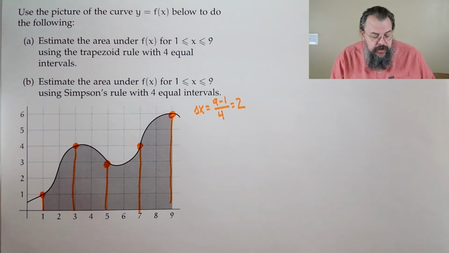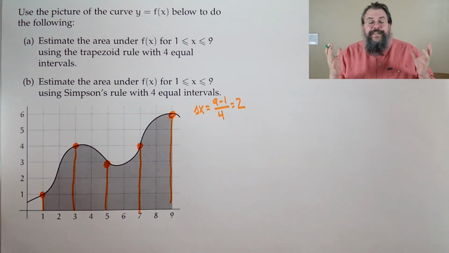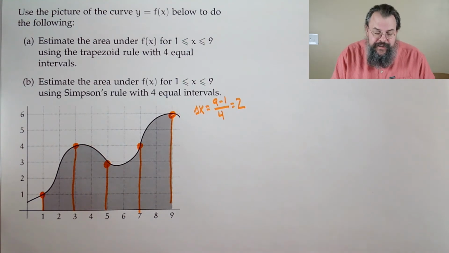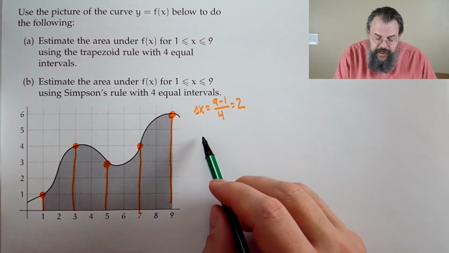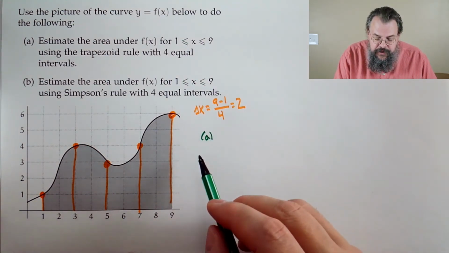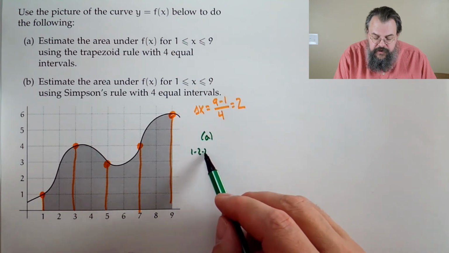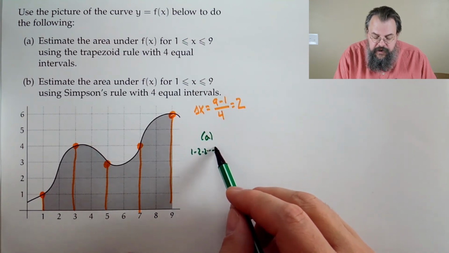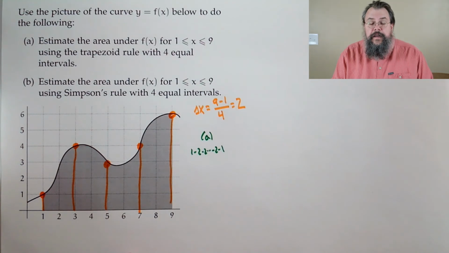All right, well, so we're almost done. In some sense, we just have to write the stuff down. So let's do part A. Now, trapezoid rule, remember that's the pattern where it's 1, 2, 2, 2, 2, 2, until the very end it's a 1 again.